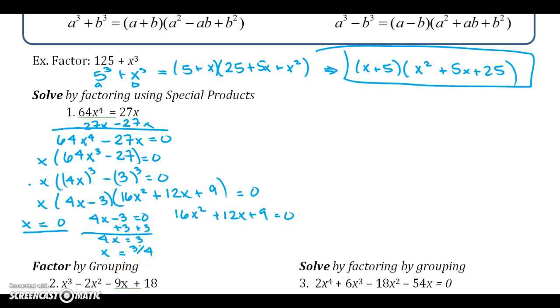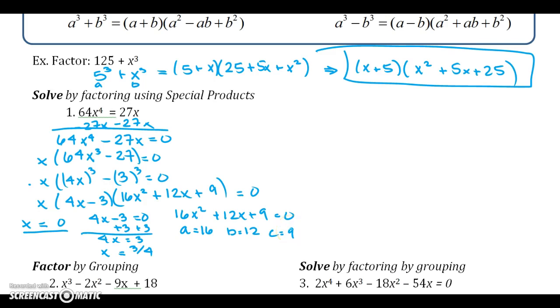This one, not so much. It's not a special product, so I can't just factor it. I'll tell you now, it's not factorable. So when I get to this point, I'm going to use everyone's favorite, your favorite and mine, the quadratic formula. So a is 16, b is 12, and c is equal to 9.